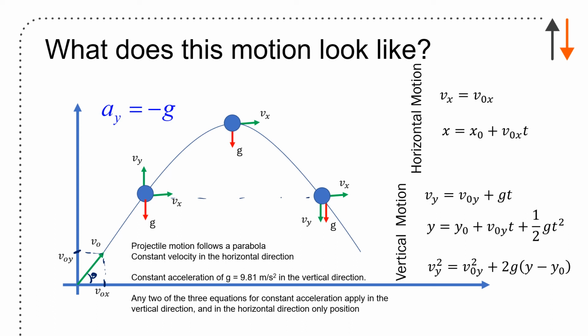vx equals v naught x, x equals x naught plus v naught x t for the horizontal. vy equals v naught y plus gt, or vy squared equals v naught y squared plus 2g(y minus y naught), and the second equation is y equals y naught plus v naught y t plus 1/2 g t squared.